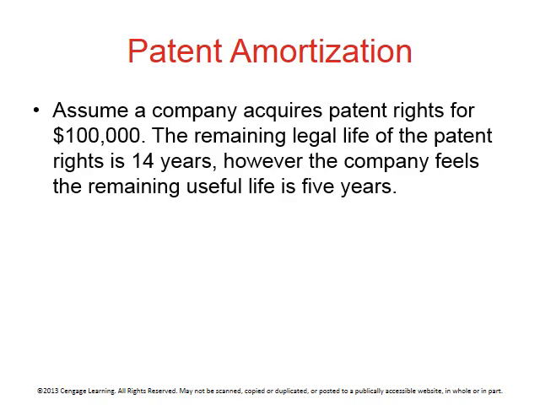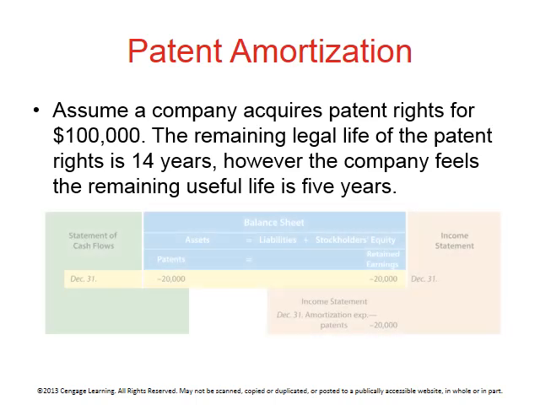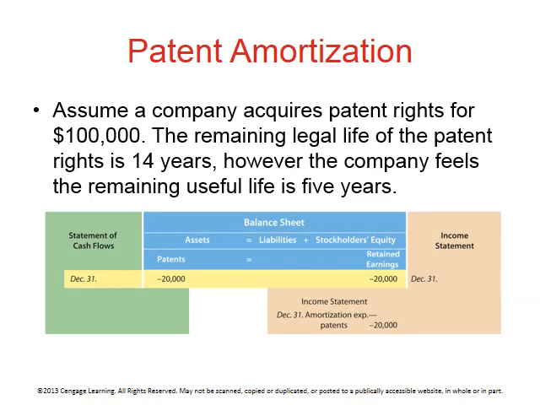So let's take a look at an example. So we acquire a patent for $100,000. The remaining legal life of the patent is 14 years, but we feel its useful life is only 5 more years. Well, we're going to use our useful life of 5 years. So we do $100,000 divided by 5 years. So our amortization every year is going to be $20,000.